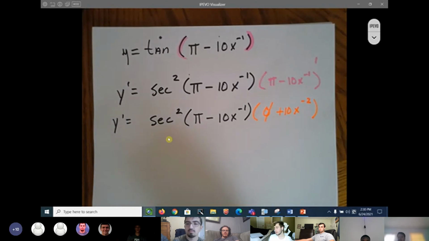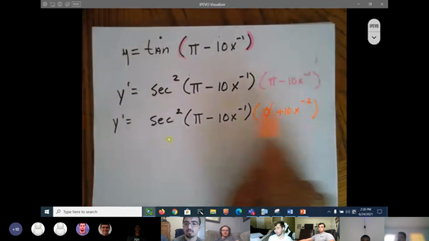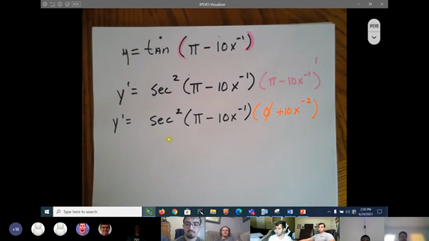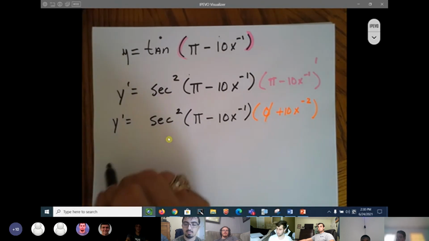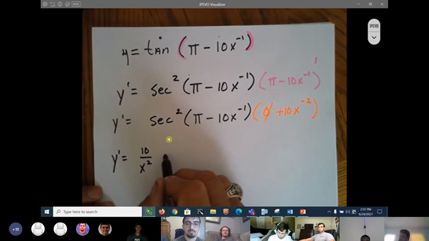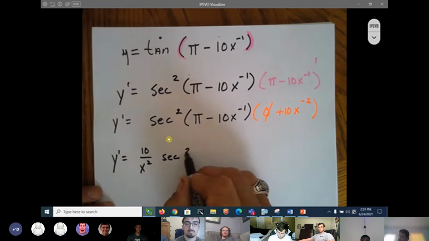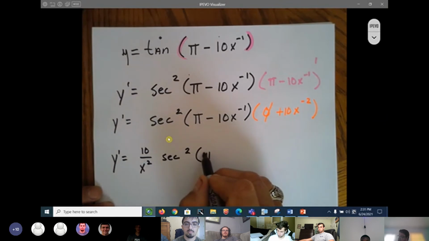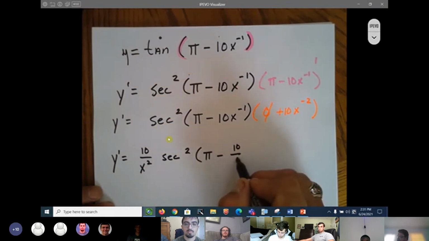And now I just clean everything up. This is going to come out front. And I'm going to get y prime is equal to 10 over x squared secant squared of pi minus 10 over x.